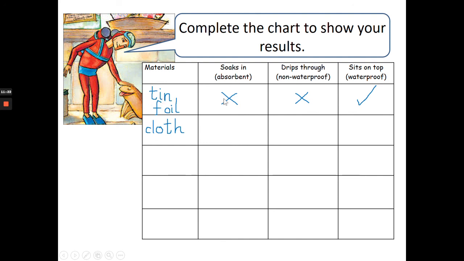Look, I've done 1 at home for tin foil. The tin foil didn't soak in any water. It didn't drip through the tin foil. It just sat on the top. But I haven't finished my experiment yet. Okay, it's over to you. Get thinking, get testing, and don't forget to make a note or a chart of your results and send them to your teacher. All for now.